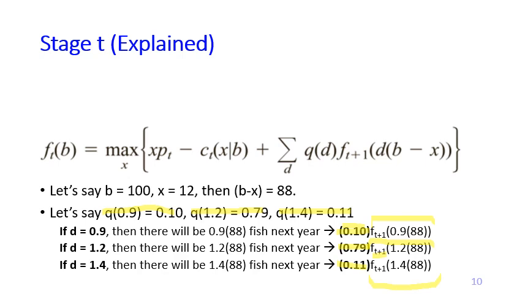Remember, if we have several events that may happen, then to summarize them all, to get the expected value of them all, what we need to do is take the sum of them all, right? So you take the sum of 0.1 times this, plus 0.79 times that, plus 0.11 times this, which becomes the expected value for stage T plus 1 until the end of the problem.